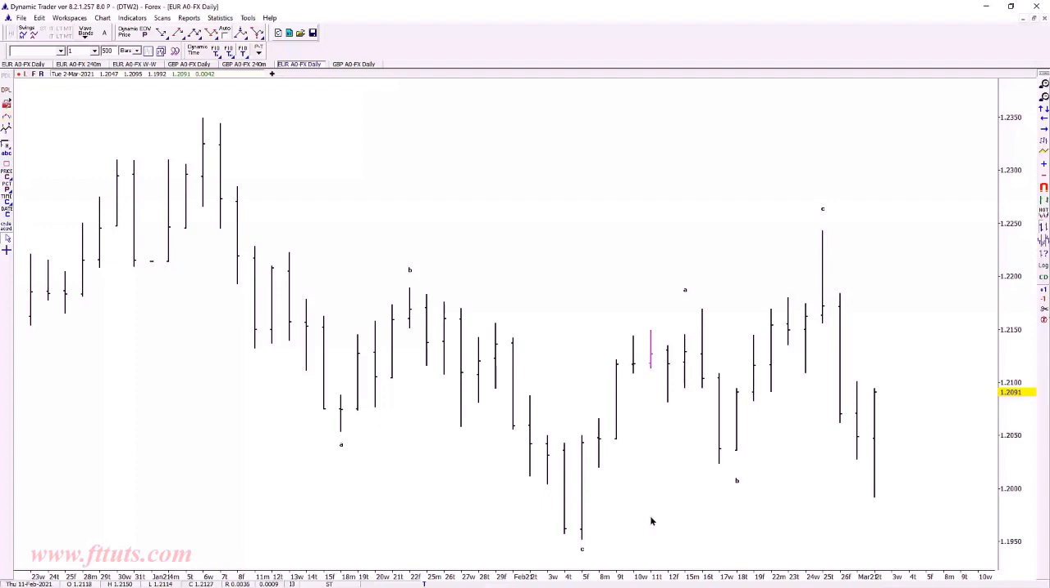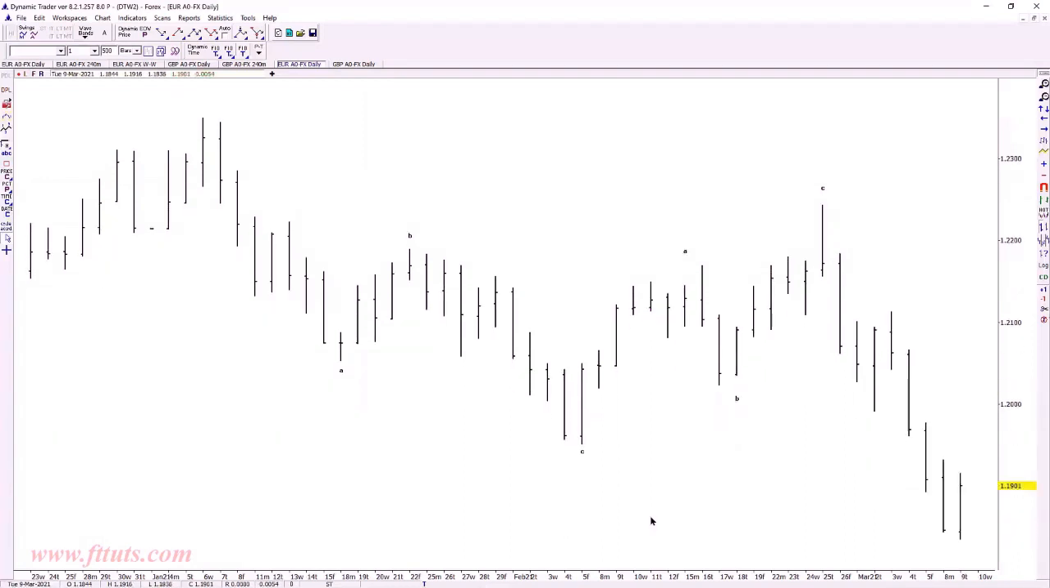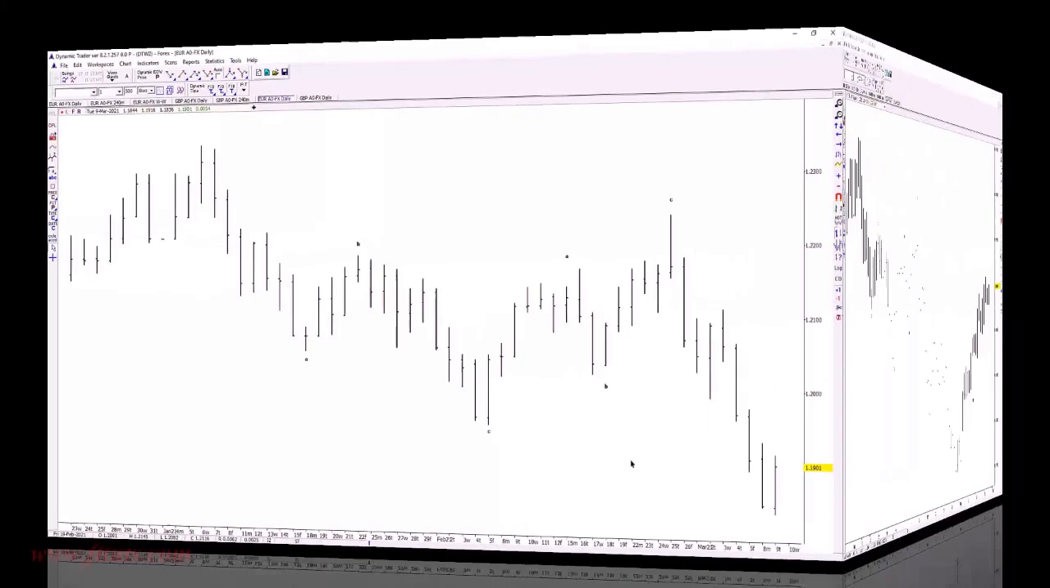So let's add some data onto the chart. And there we are. We made a new extreme. Are we in an impulsive bear trend? We're probably not. We're probably in a complex correction.